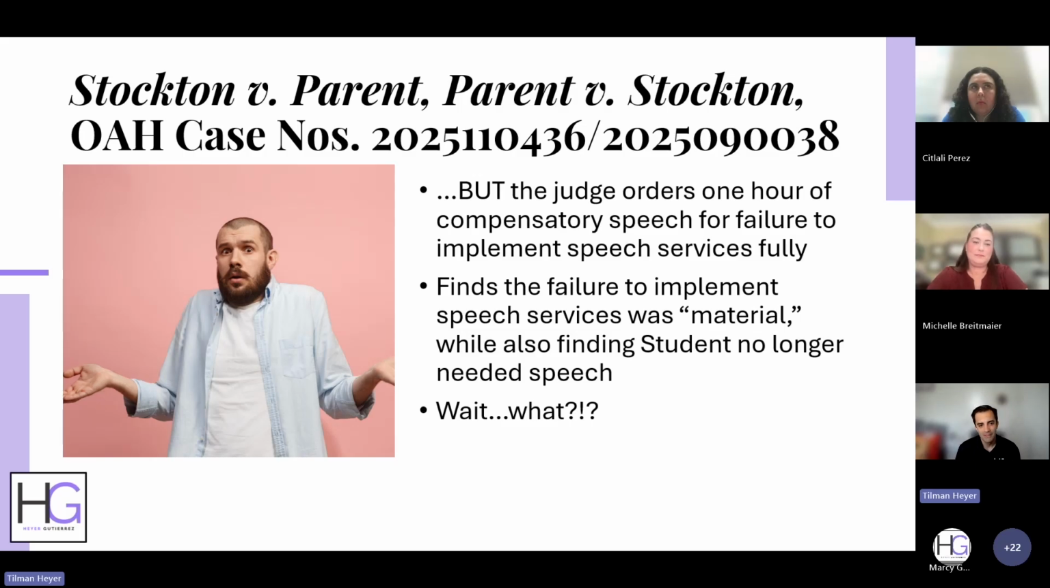So how can it be? I just don't understand how it can be that at the same time you can say a student does not need speech, but also a student needs 1 hour of speech to compensate educational harm. That part to me is really difficult to reconcile. And it's also difficult to understand how a shortfall of implementation of just 1 hour of services can be material. But apparently this judge thought otherwise.